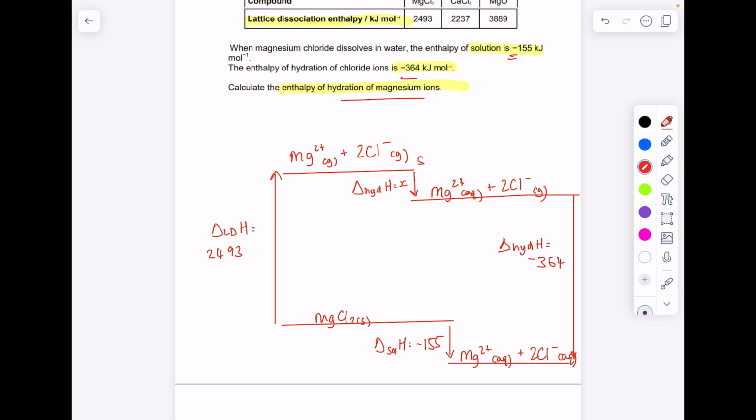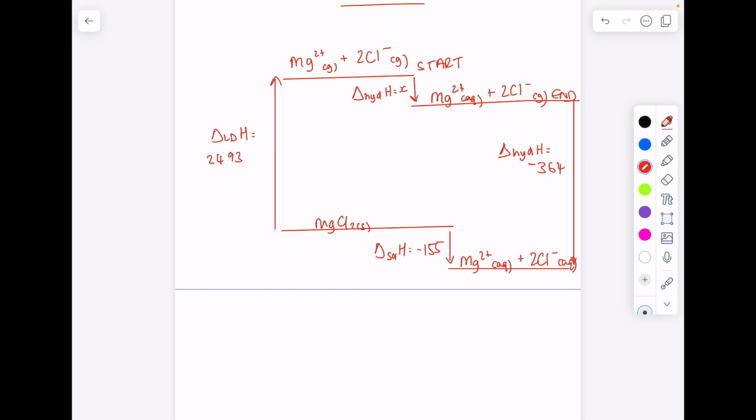You're almost ready. Add a start here, end here, and then just follow this route in this direction, making sure you acknowledge the arrowheads. So x equals, that arrowhead is going against, so we need to do -2493. This is going in the same direction, so it's -155. This is going against the arrowhead. Take care, remember you're forming 2 chloride ions, so we need to actually multiply that -364 by 2. So your final answer will be -1920 kJ per mole.